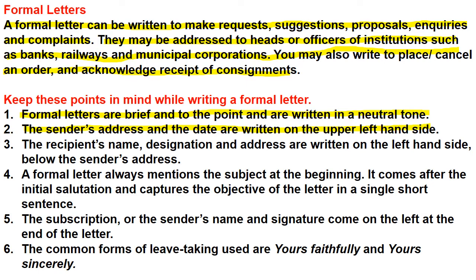Alright. Now the third point says the recipient's name, designation and address are written on the left hand side below the sender's address. So if you are writing a formal letter to the head of a bank, first you will write your address, then you will put the date, and then after writing your address and date, you will write the recipient's name, that means the person to whom you are sending the letter. That person's name along with his or her designation, along with their institution's address, you will mention. This is called initial salutation, right? You are giving the information about the person whom you are writing the letter to.